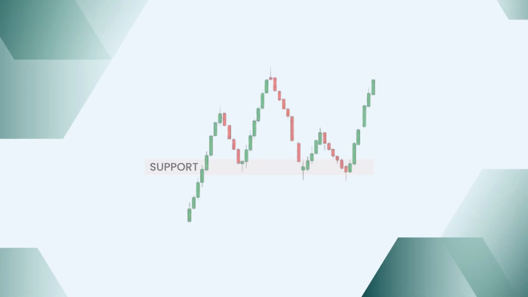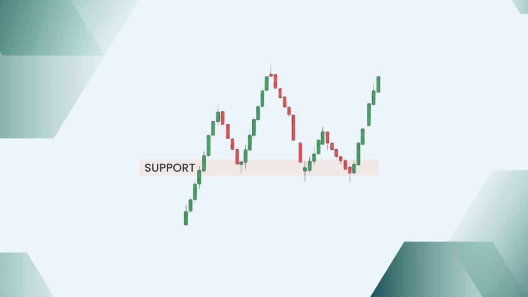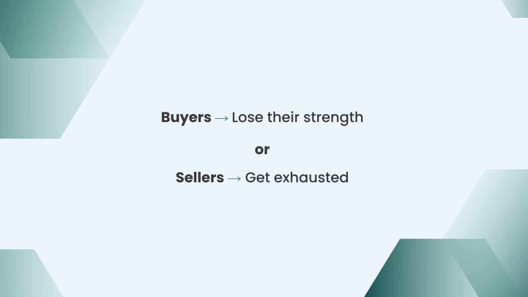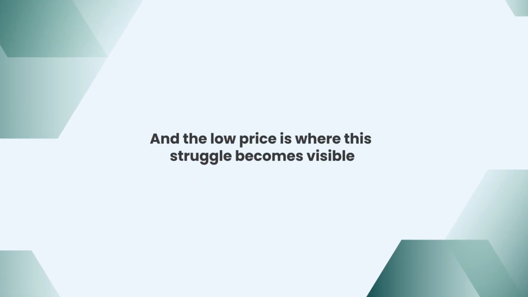The low price also tells you a lot about the market sentiment. If price repeatedly rejects the same low, that level becomes support. Sellers keep testing it, buyers keep holding it. Eventually, something must break. Either buyers lose their strength or sellers get exhausted. And the low price is where this struggle becomes visible.